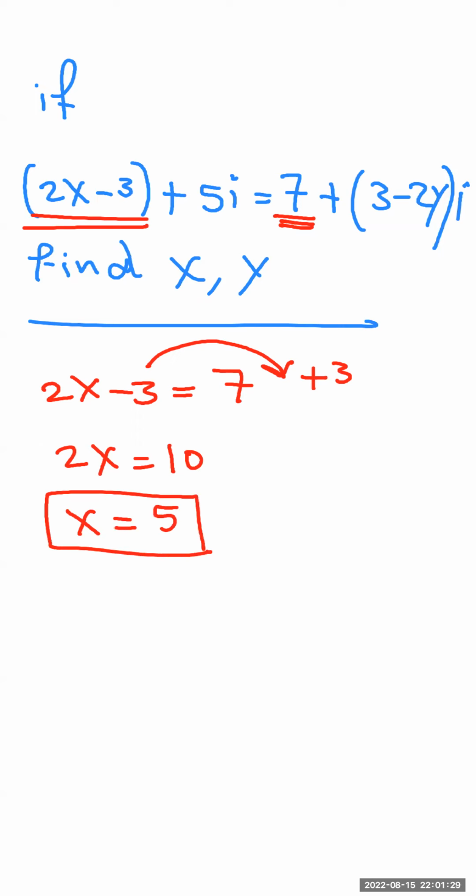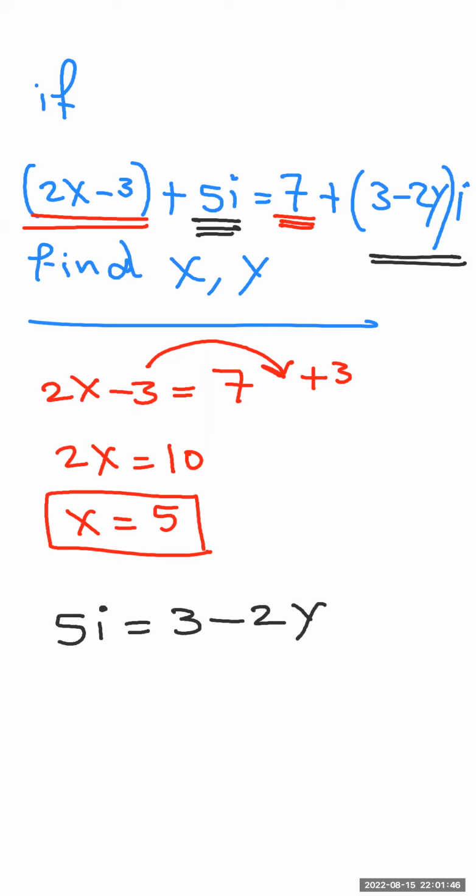Then to get y, we said that the real part equals the real part. Done. The complex part equals the complex part. So 5i equals 3 minus 2yi. We can divide the two terms by i, or eliminate i from the two sides. So simply, 3 minus 2y equals 5.